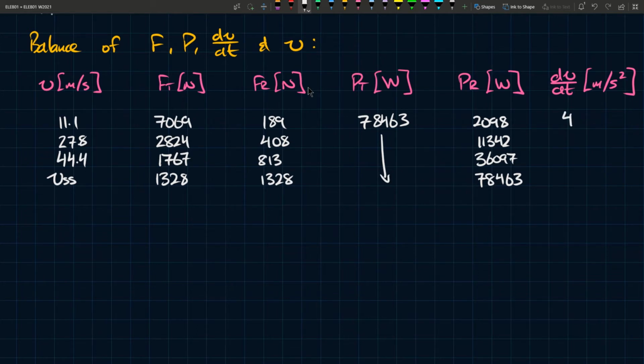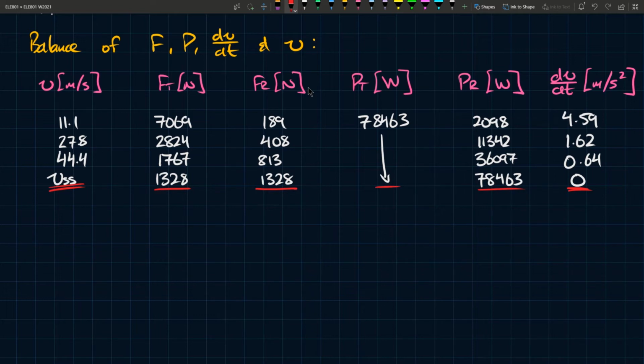So here acceleration is 4.59. Here this is 1.62, here this is 0.64, and here this is 0. So you'll notice I haven't yet defined what VSS is, but I know that at some point I will reach the steady state of the vehicle or the motor, and at that point the acceleration is 0. And another thing you'll notice is that the tractive force is equal to the resistive force. The tractive power is equal to the resistive power. So this is a steady state condition.